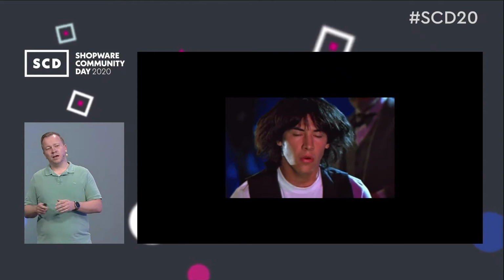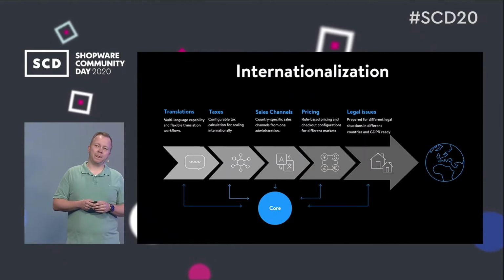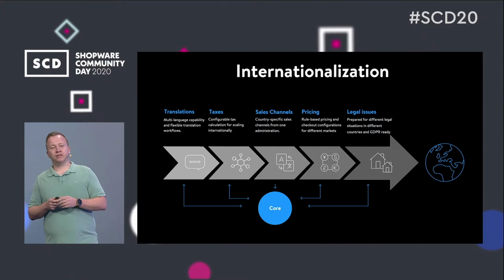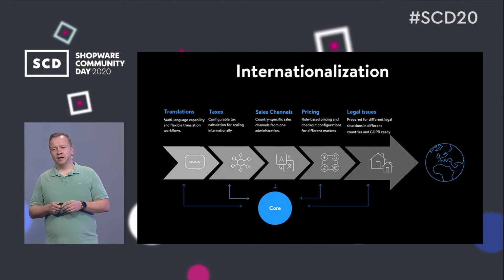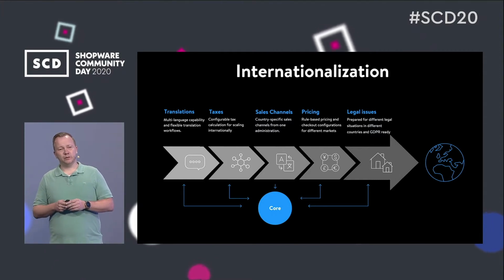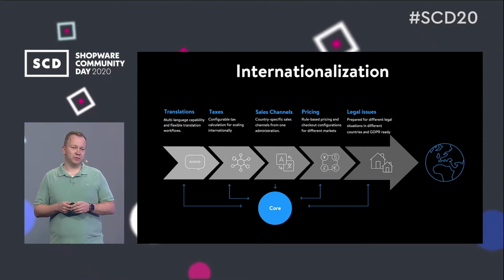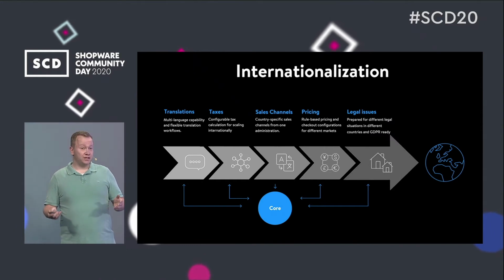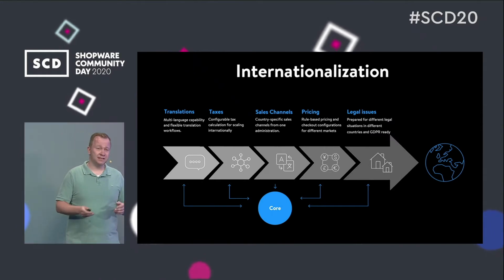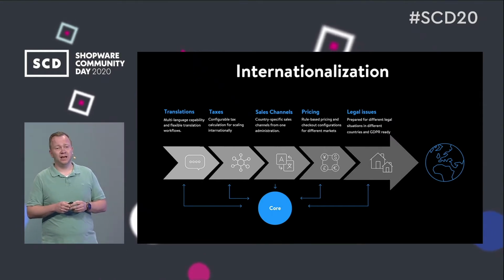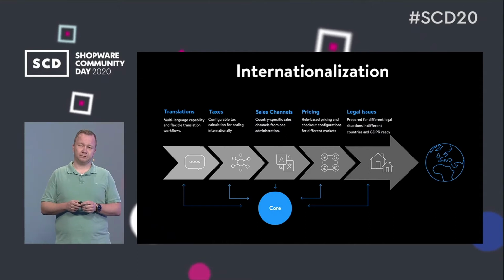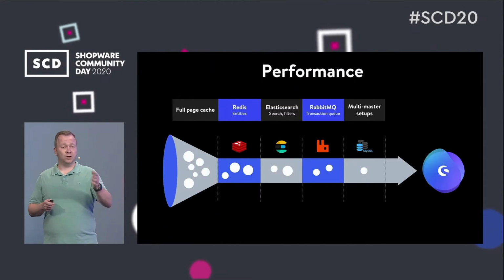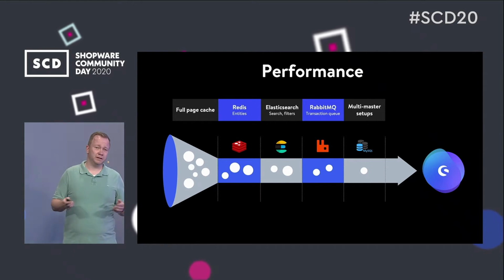Let's have a look how Shopware handles this. With Shopware 6, we started fresh. That means when we built Shopware 6, we considered internationalization from scratch. Things like translation, taxes, currencies, and legal issues have been considered and are very easy to maintain. This is a good topic. Performance. Let's talk about speed.